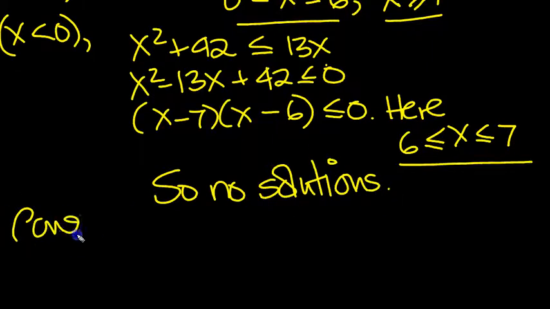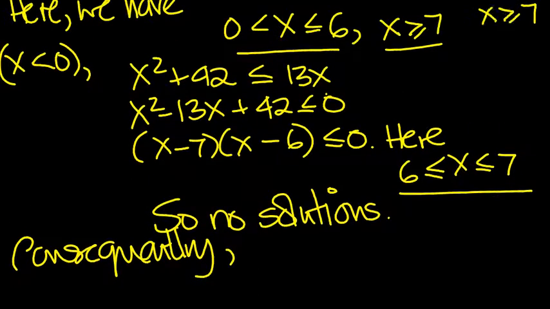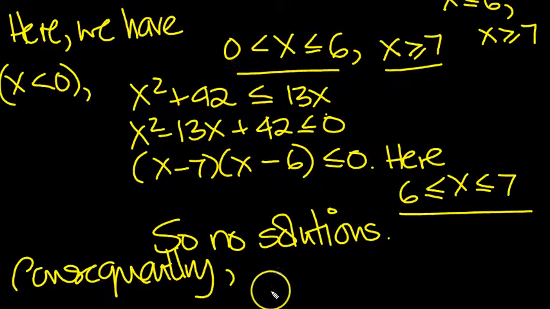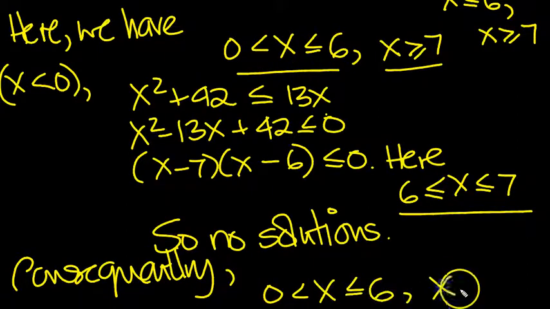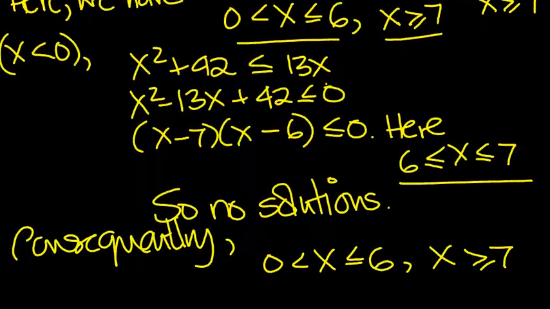Consequently, we've only got solutions from the previous case that we considered, and that was when we had the solutions just mentioned here. 0 is less than x is less than or equal to 6, and x can be bigger than or equal to 7. Okay.